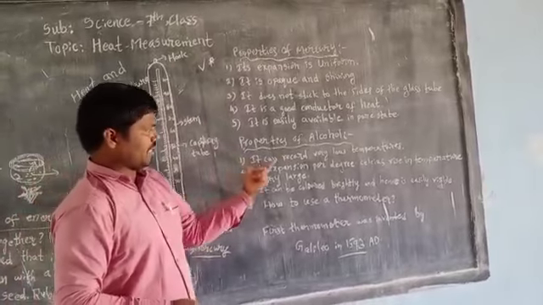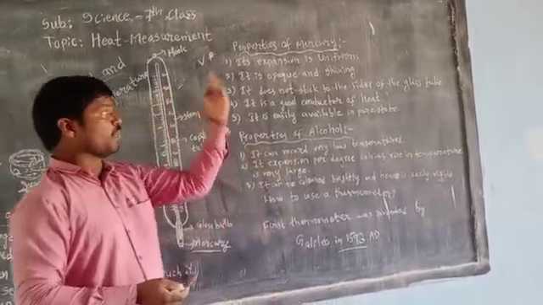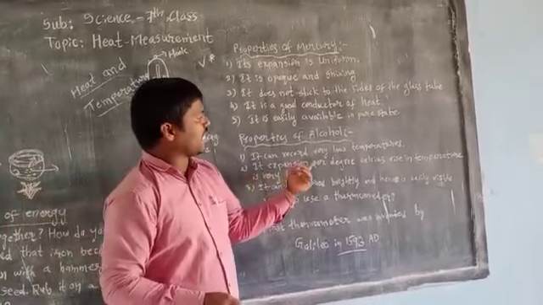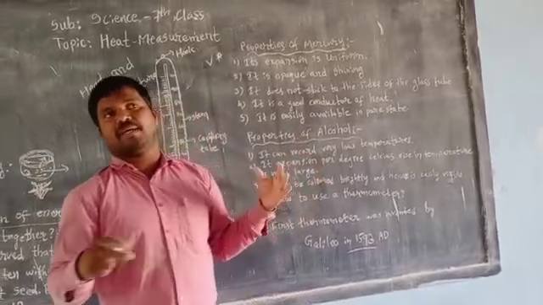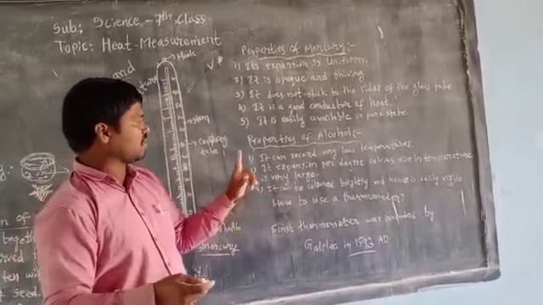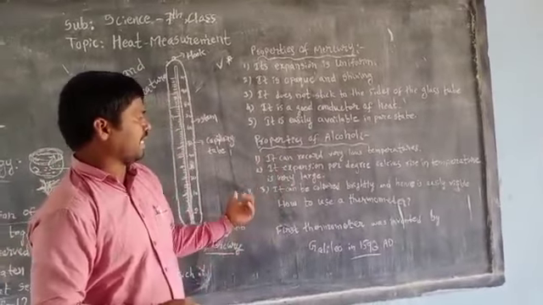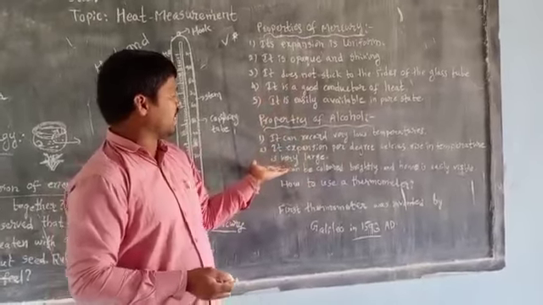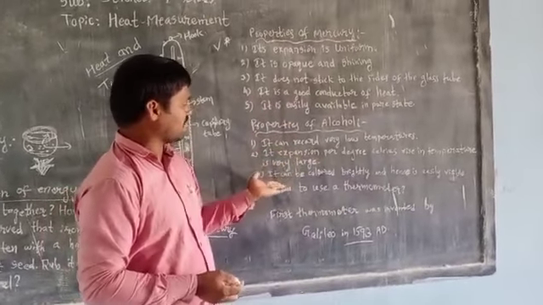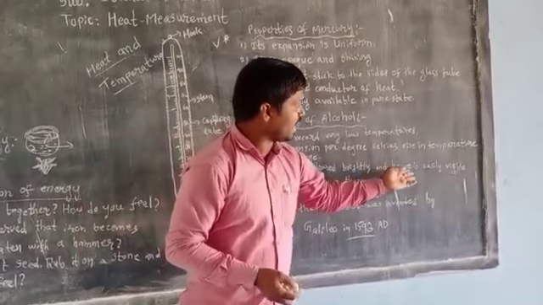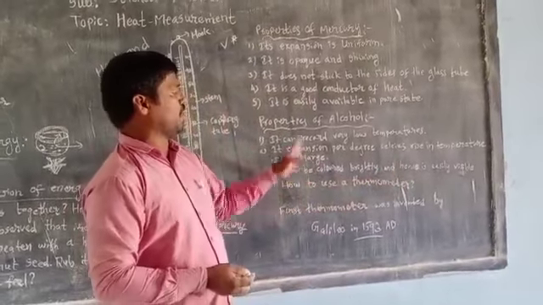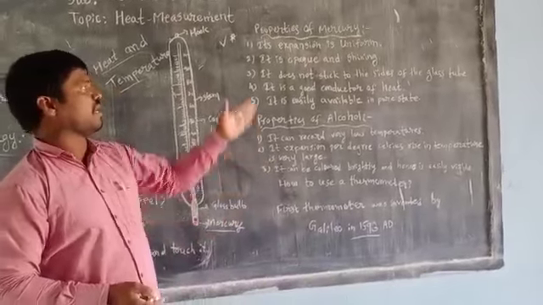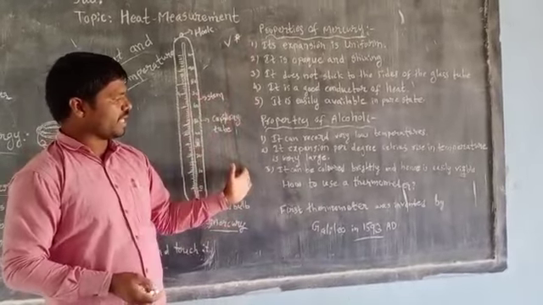Next, properties of alcohol. Suppose mercury is not there, then they use alcohol. It can record very low temperatures. When a very low temperature is there, at that time also they use alcohol. Its expansion per degree Celsius is very large. It can be colored brightly and hence is easily visible. It is easily visible, so that is why we use alcohol. These two properties are very important.